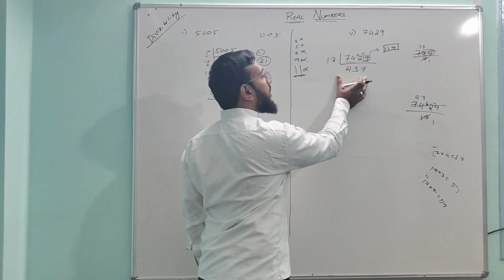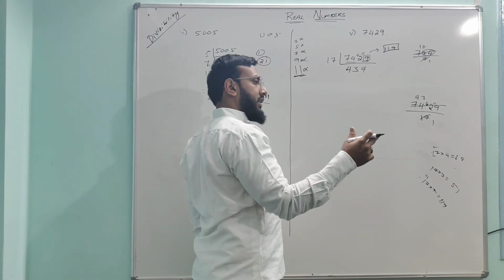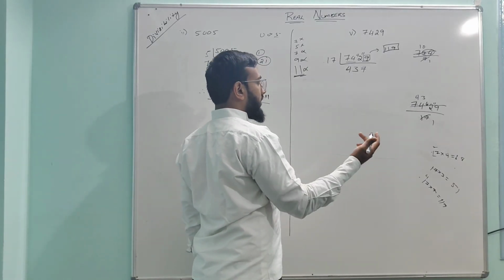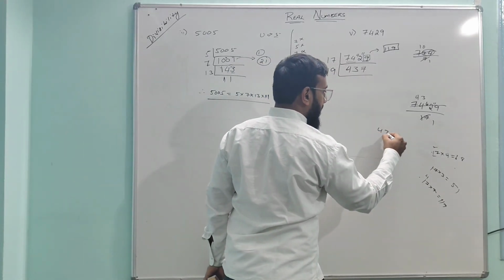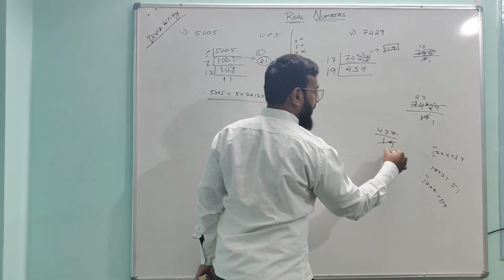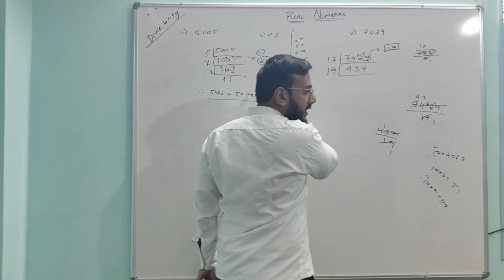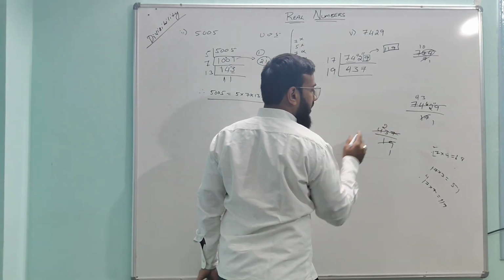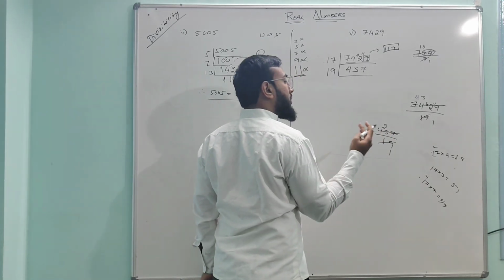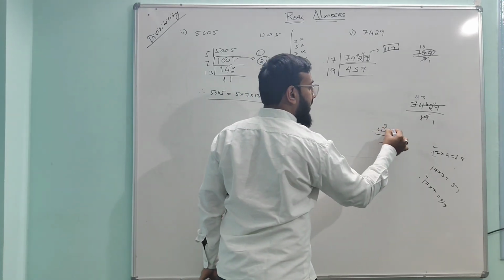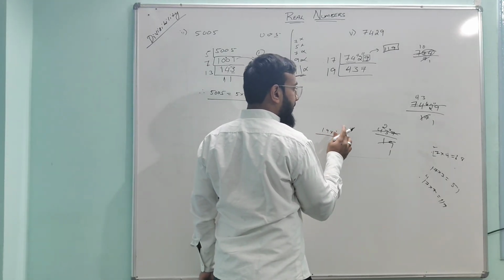Again, this is a special number wherein it is not divisible by 3, 5, 7, 11, or 13. It will go directly by 19 itself. 437 by 19. 19 ones are 19, 19 twos are 38. How much is remaining? 4 is 7, correct? 19 fours are 76.